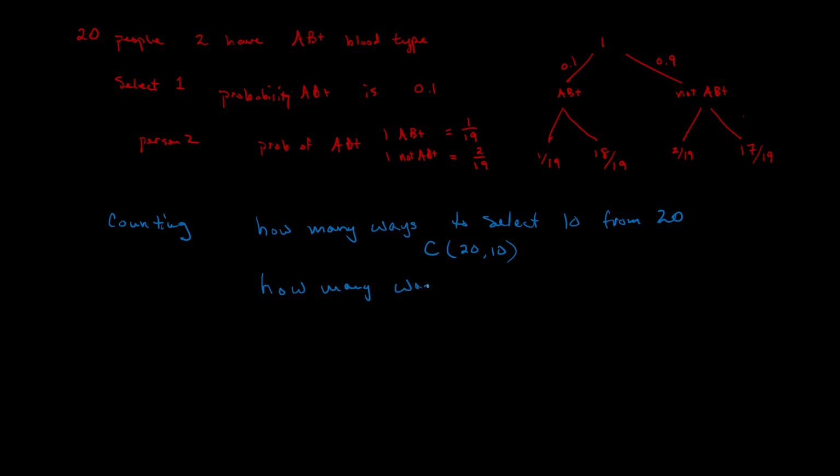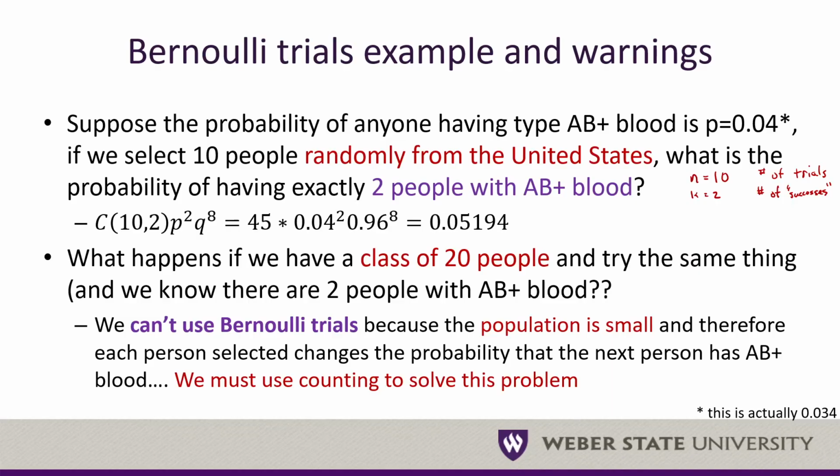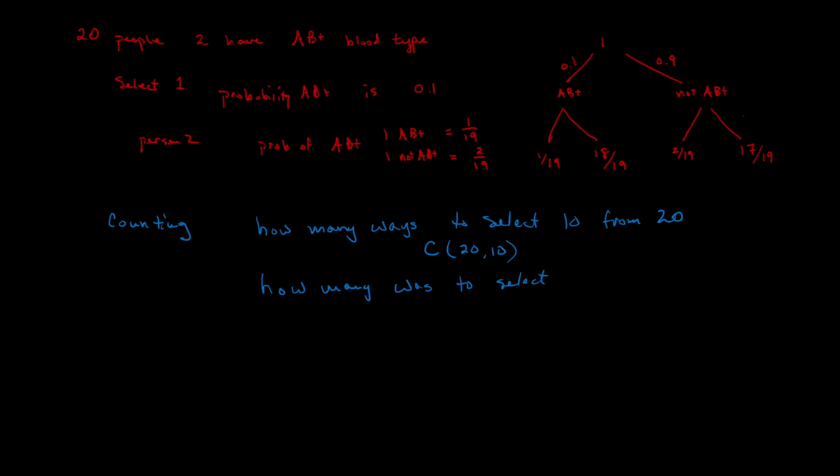How many ways to select two people? I'm trying to remember what our problem is. We're trying to get the likelihood of 10 people and getting two of them, both people with AB positive blood. So how many ways to select two people from two? So I'm selecting all of the people with AB positive blood.